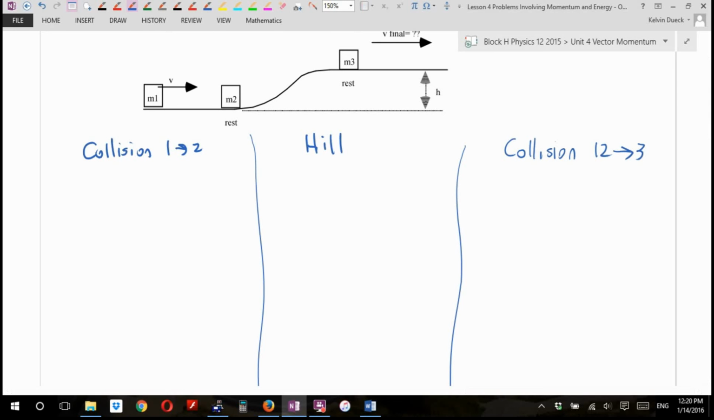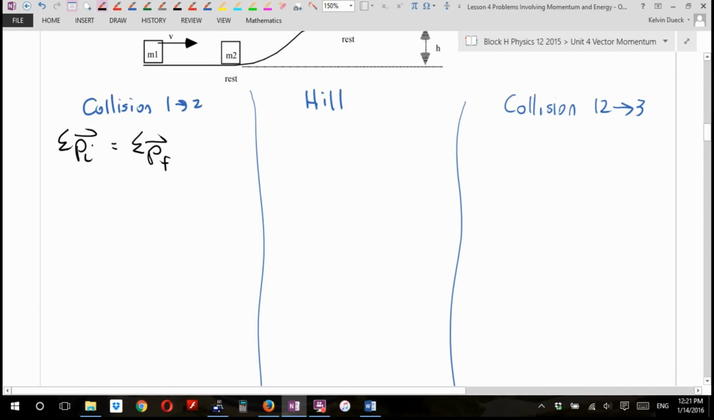Does that work? I just want to be somewhat organized, but I don't want to write a whole paragraph. We can figure out what each section is. All right, let's start. I said collision. The sum of all the momentum before equals the sum of all the momentum after. Before the collision between mass 1 and mass 2, what's moving? Mass 1, this is going to be momentum of mass 1 initial.